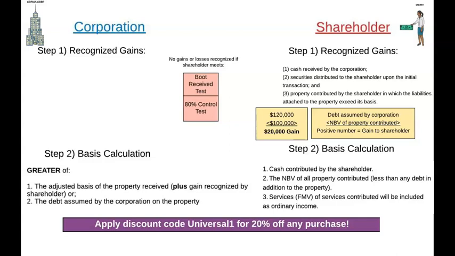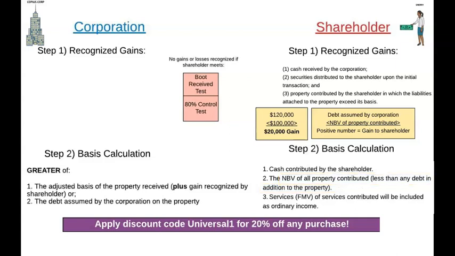How about property? Well, when in doubt, always go with the adjusted basis, the net book value of the property that was contributed. So the adjusted basis of the property that was contributed will generally equate to the dollar value of the stock that was received in exchange for it. So here's the kicker though. The adjusted basis will be reduced by any cash or boot received by the shareholder and any debt of the property that is assumed by the corporation.